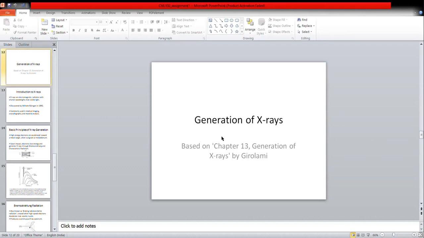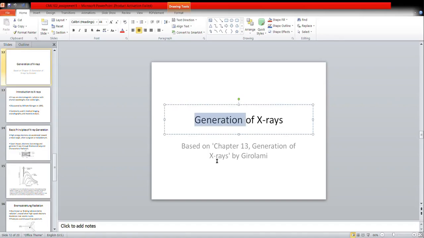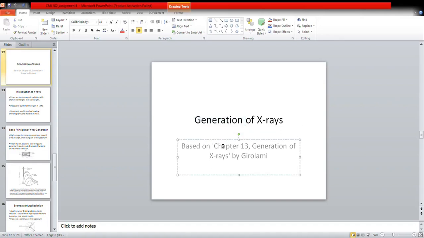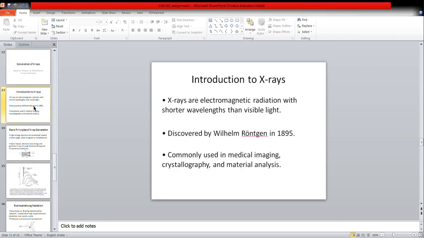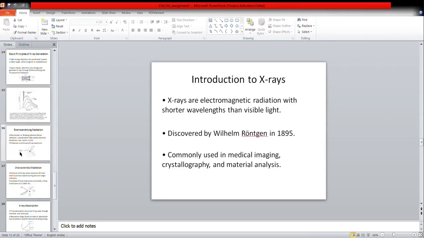So this is the video for part 3 of the assignment, which is generating PPTs on the topic X-rays. Basically, we took the text from the textbook by Girolami. Some of the images are also taken from Google Images. Now, introduction to X-rays.